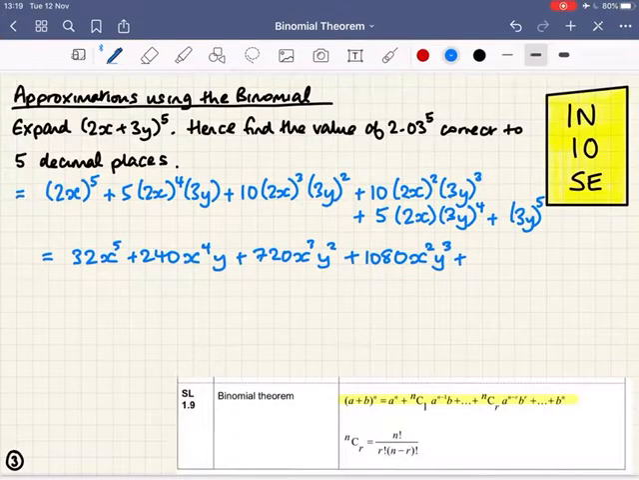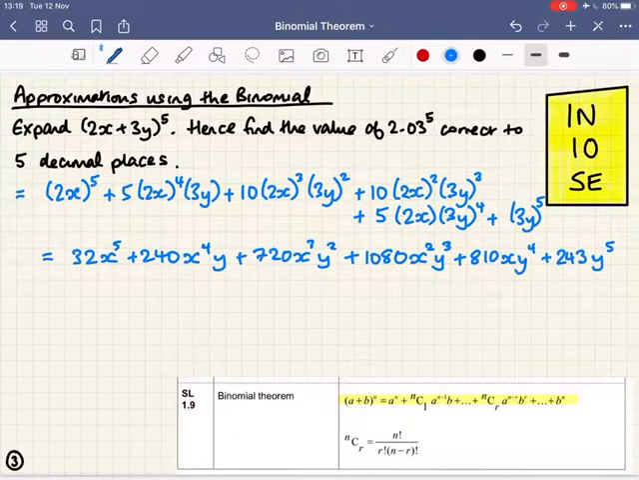Then I've got 5 times 2, 10, times 3 to the power of 4, that's 810 altogether, xy to the 4, and then last but not least, 3 to the power of 5 is 243 times y to the power of 5. So there's my expansion, first part of the question. I'll get my marks for that.